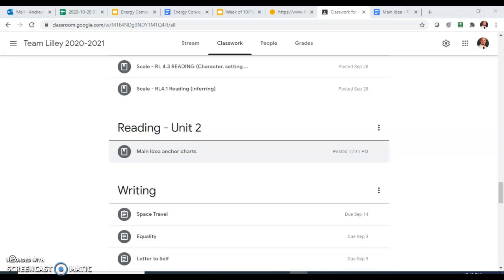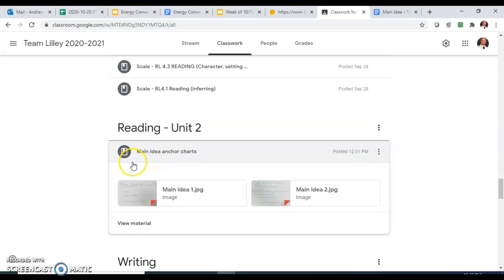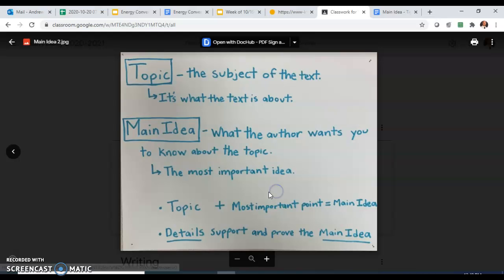This is an introduction to our next unit of reading. We're going to start reading about nonfiction texts, which means that it's factual. So we've been reading more fictional stories so far, but the first thing we're going to start learning about with our nonfiction texts is going to be focused around the main idea of a text. This is a preview of what's to come.